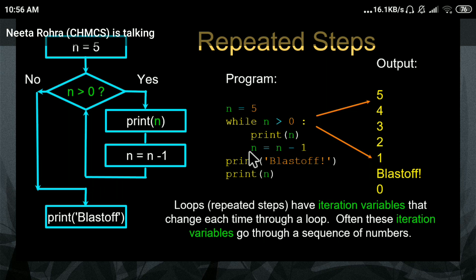Every loop has three things in common. Whether you take it up as a while loop, a do while loop, or a for loop, only the way of writing these three things is different.